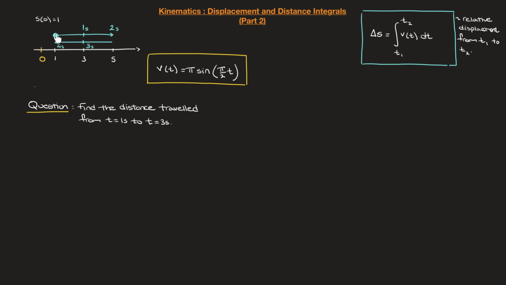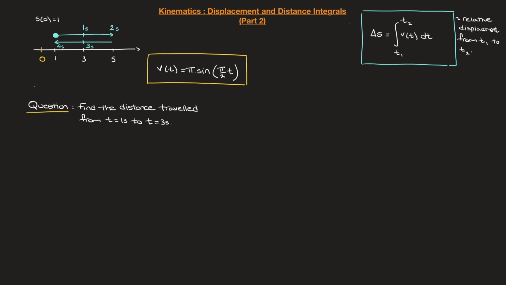Then, once the timer started, the particle started moving to the right, and after 1 second it was 3 meters away from 0, and after 2 seconds the particle was 5 meters to the right from 0. Following that, the particle started moving back to the left, and after 3 seconds it was back at 3 meters to the right of 0, and after 4 seconds it was back where it started at 1 meter to the right of 0. And we had said that in exam questions it's unlikely that we'd be given an illustration like this one, and instead we'd be given the velocity function that we see here.